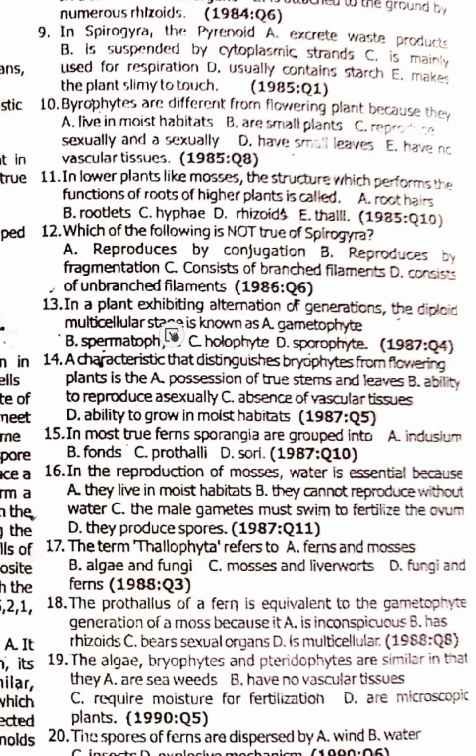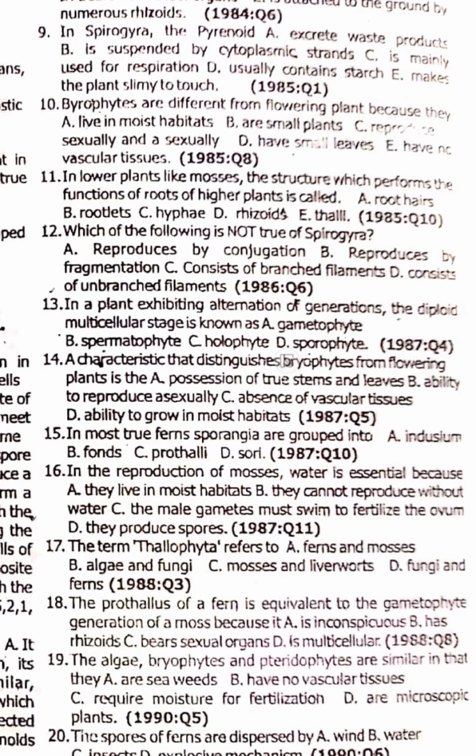13. In a plant exhibiting alternation of generation, the diploid multicellular stage is called the sporophyte. Right. The diploid multicellular stage in plants exhibiting alternation of generation is called the sporophyte. So, sporophyte (diploid), gametophyte (haploid). Both of these are present in the life cycle of liverwort.